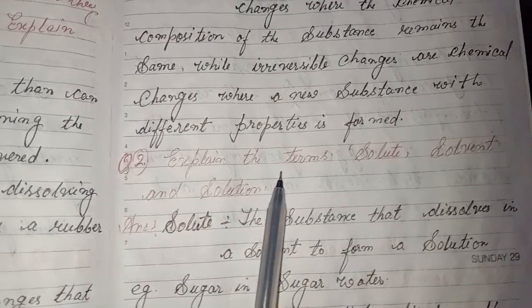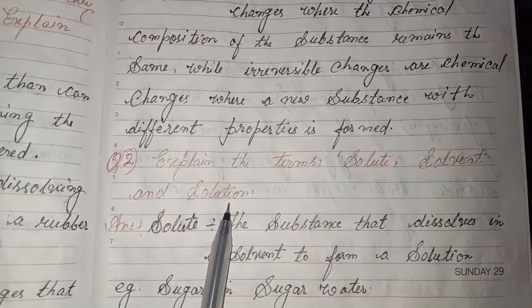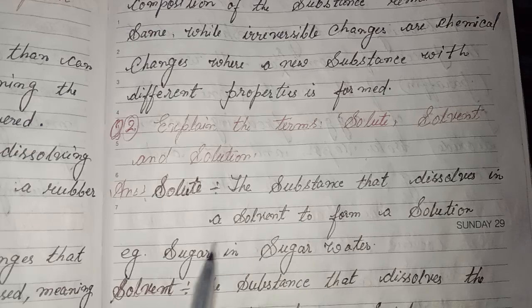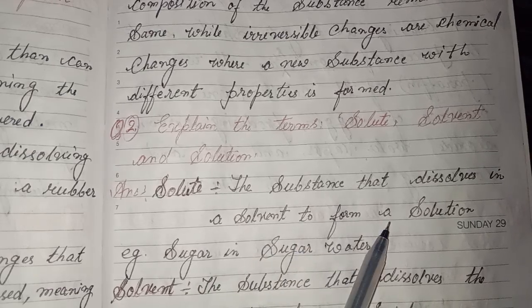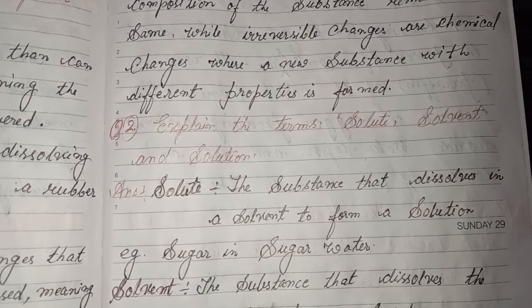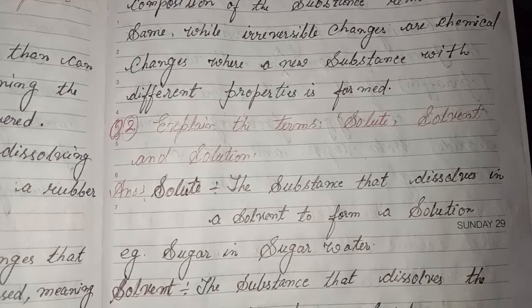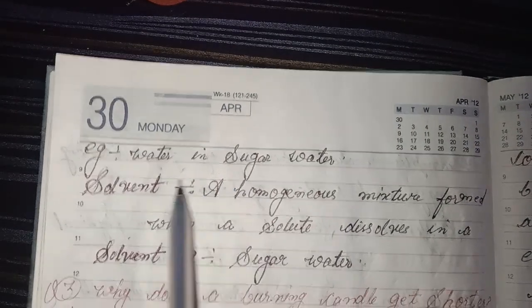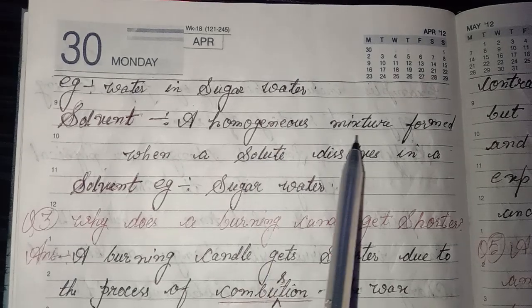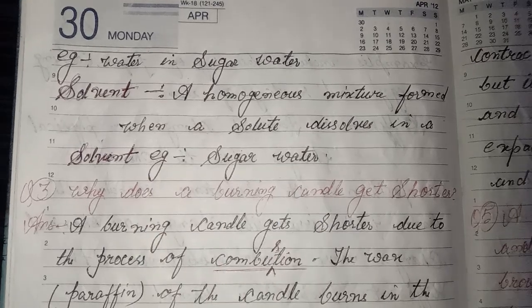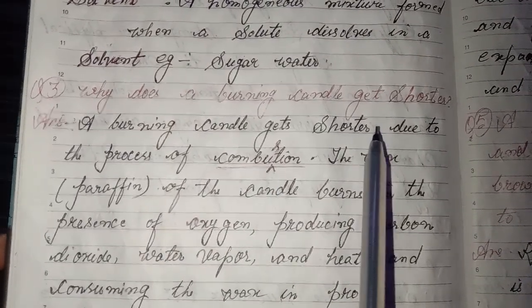Second question, explain the terms solute, solvent, and solution. Answer: solute: the substance that dissolves in a solvent to form a solution. Example: sugar in sugar water. Solvent: the substance that dissolves the solute to form a solution. Example: water in sugar water. Solution: a homogeneous mixture formed when a solute dissolves in a solvent. Example: sugar water. 3. Why does a burning candle get shorter?